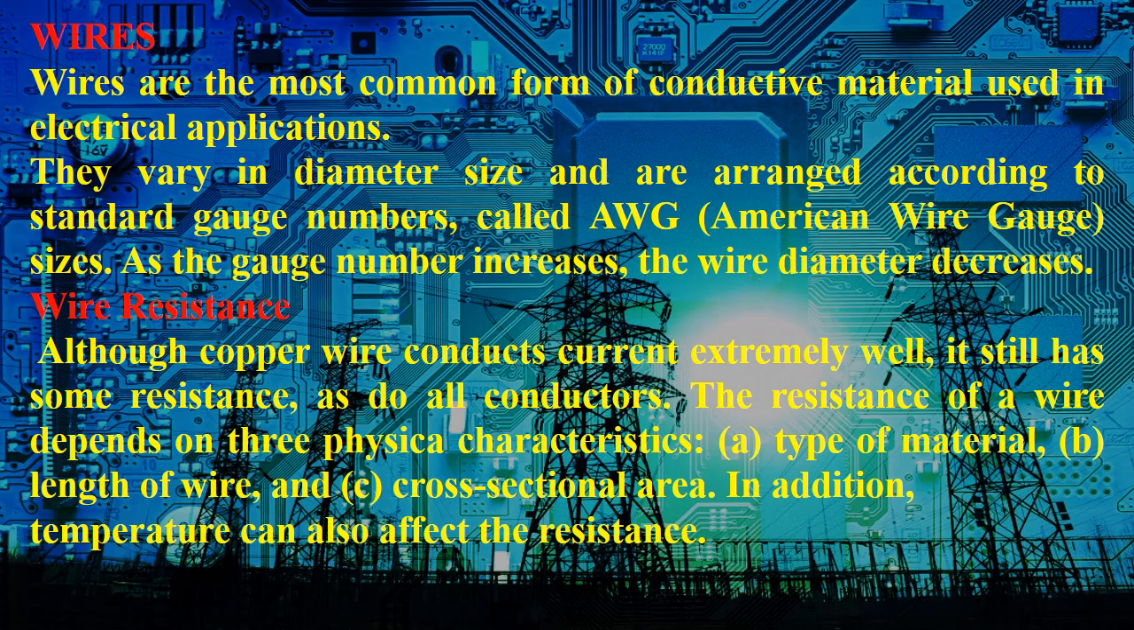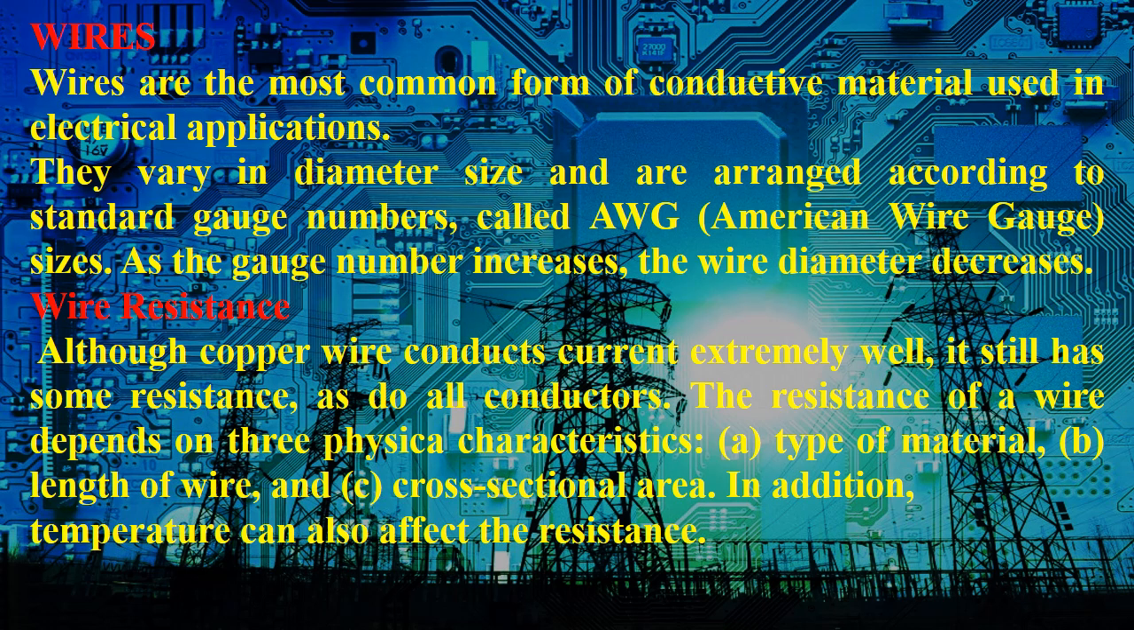So wires are the most common form of conducting materials used in electrical applications. They vary in diameter and size, and are arranged according to a standard wire gauge number called AWG, American Wire Gauge. So basically, as the gauge number increases, the wire diameter decreases. The greater the AWG number, the smaller the diameter, or the smaller the wire. The smaller the AWG number, the greater the size of the wire.